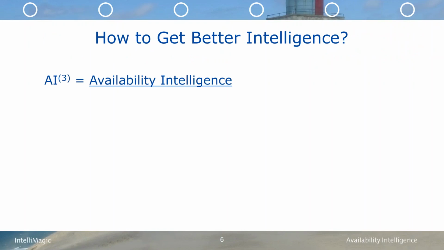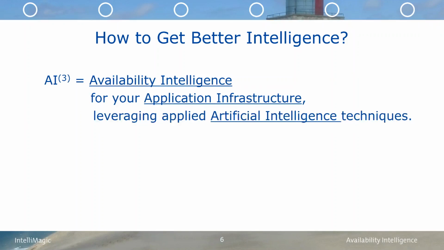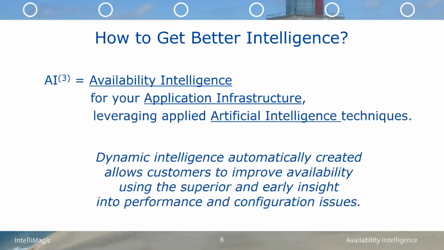Well, this is kind of a marketing thing. AI cubed is availability intelligence. You see that on our footer here. We've talked about that for a number of years, how to get more intelligence about the things that will predict high availability or the risks that will disrupt availability. That's what we're talking about, for your application infrastructure, leveraging applied artificial intelligence techniques. So there are 3 AIs in there. That's what we're talking about, and this is our focus.